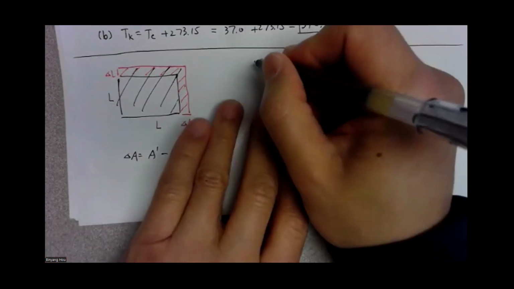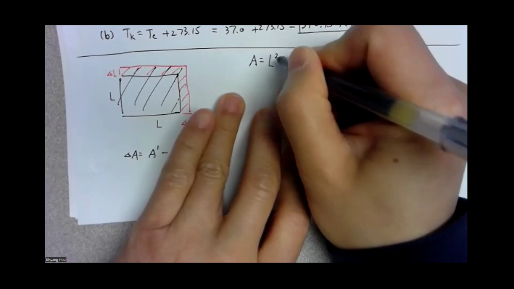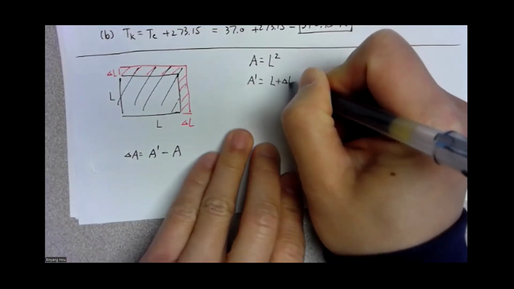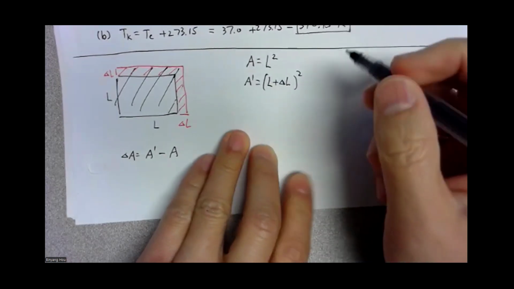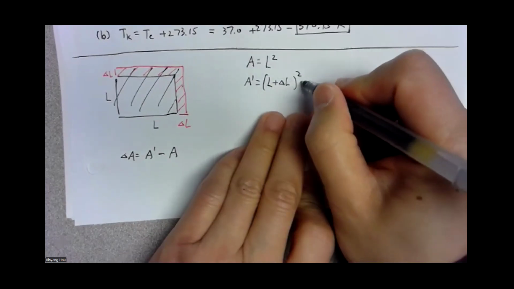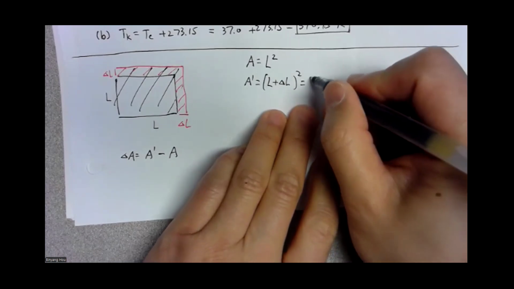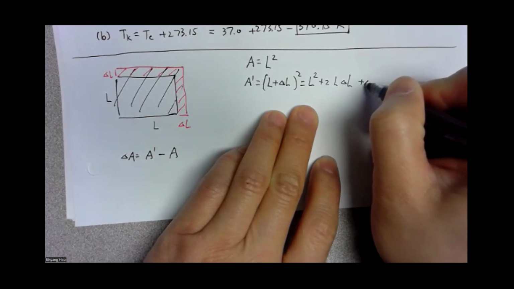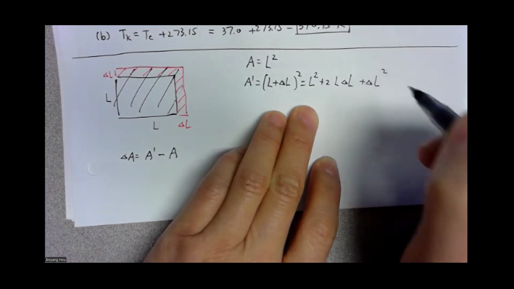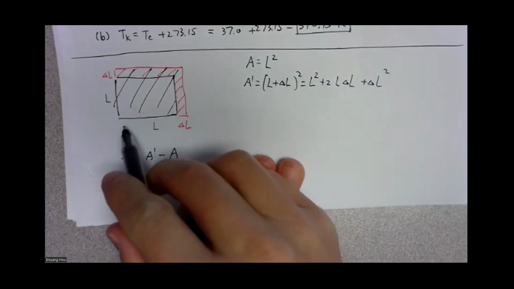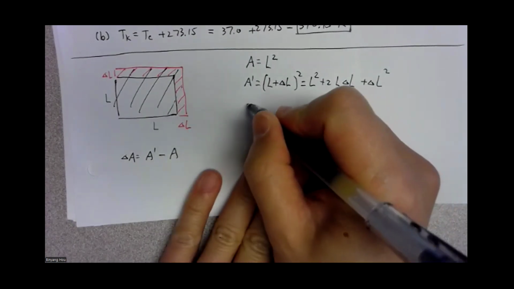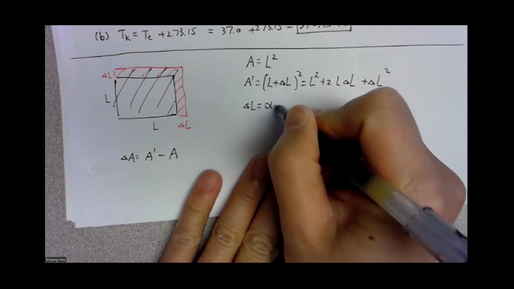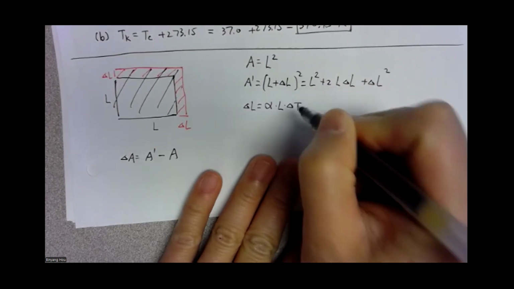Now we know the original area A is just L squared. After expansion, A prime is L plus delta L, squared. This is like (a plus b) squared, which will be L squared plus 2L delta L plus delta L squared. Okay. Now in one dimension, delta L is equal to alpha times L times delta T. Okay.